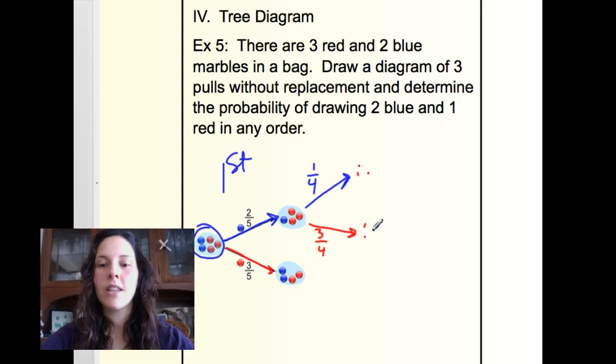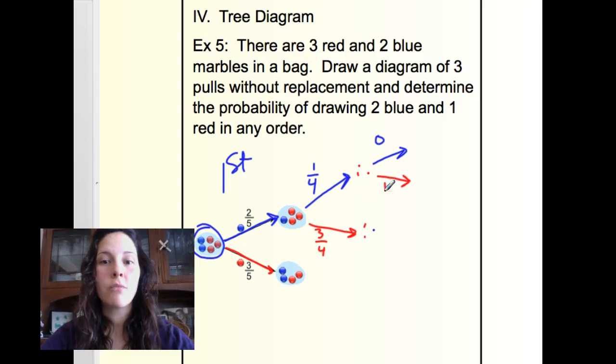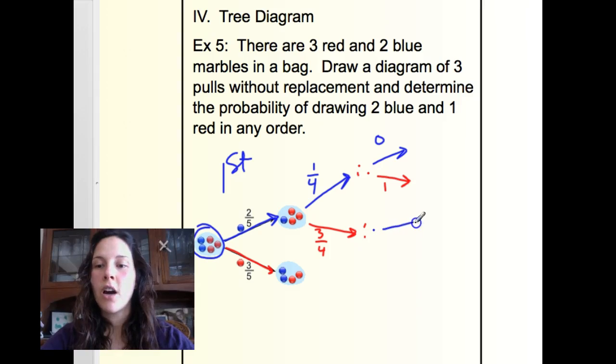So the probability that we draw a third blue is 0. There aren't any blue marbles left. We pulled the 2 on our first 2 pulls. And the probability that we get a red on the third pull in this case would be 1, or 3 out of 3. All the marbles left are red. There's a 100% chance we grab a red one on that third pull. For the next line, we've got a 1 out of 3 chance of pulling a blue and a 2 out of 3 chance of pulling a red.